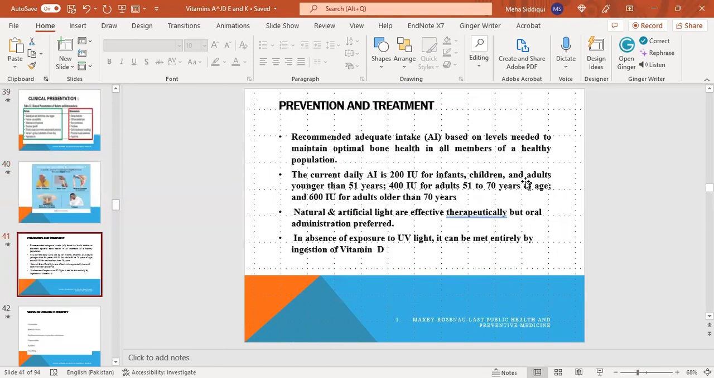Prevention and treatment. The recommended adequate intake is based on levels needed to maintain optimal bone health in all members of a healthy population. The current daily adequate intake is 200 international units for infants, children, and adults younger than 51 years of age, 400 international units for adults 51 to 70 years of age, and 600 international units for adults older than 70 years. Natural and artificial forms are both therapeutically effective, but oral administration is preferred. In the absence of exposure to UV light, the requirement can be met entirely by ingestion of vitamin D.